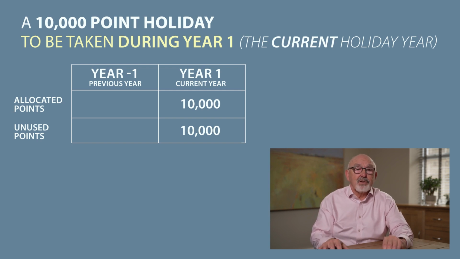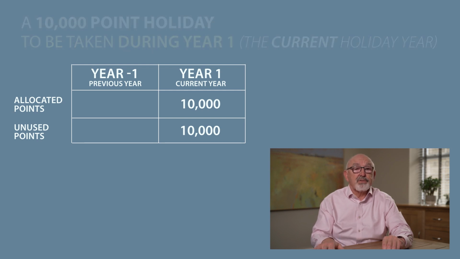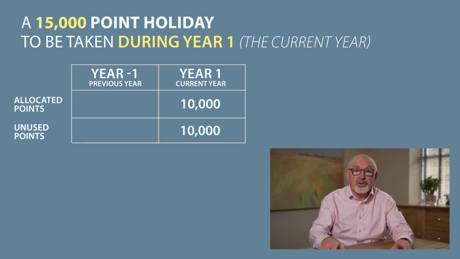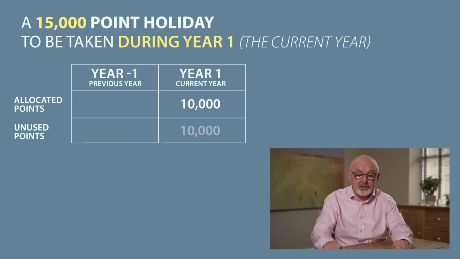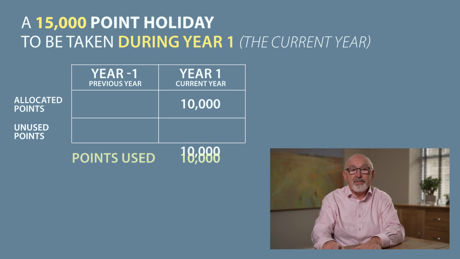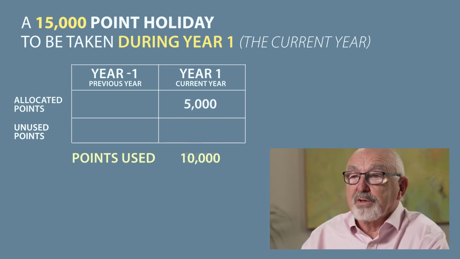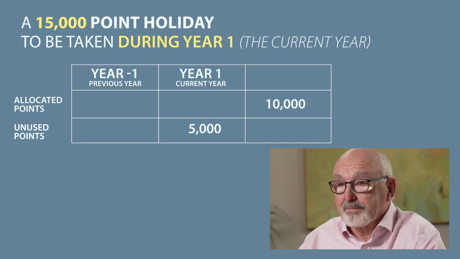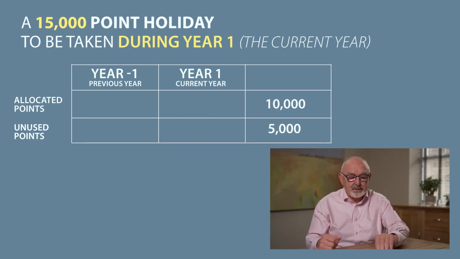Let's say you've got 10,000 points from last year, 10,000 points this year, and it was a 15,000 point holiday. What would we do? We'd use the 10,000 points from last year first, as you can see in the bottom box there, and then we'd take the balance from the current year points. So if it was a 15,000 point holiday, 10,000 from last year, 5,000 from this year, leaving 5,000 from this year for another holiday, or to be moved forward into the next year. I hope that makes sense.